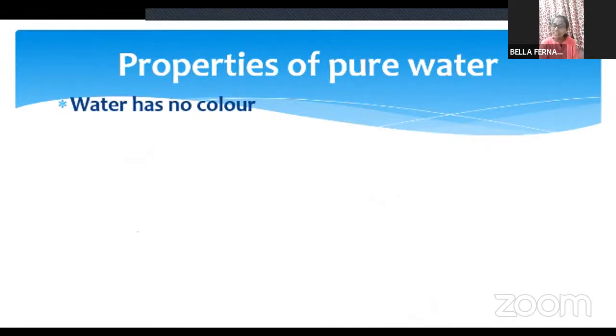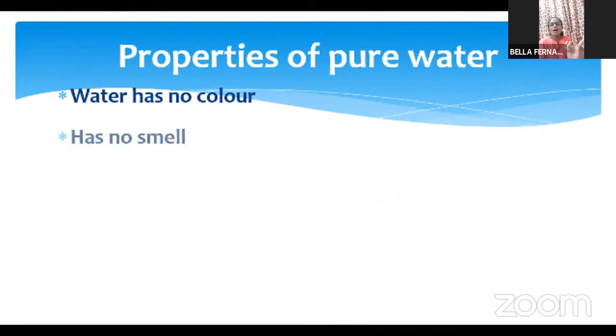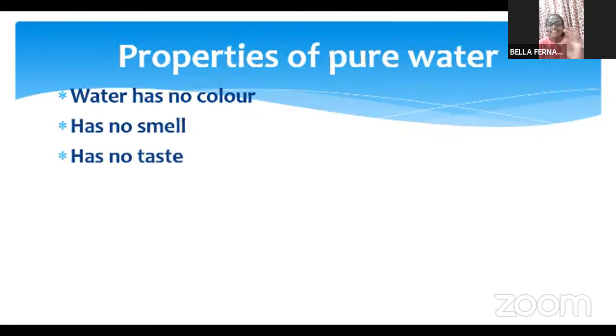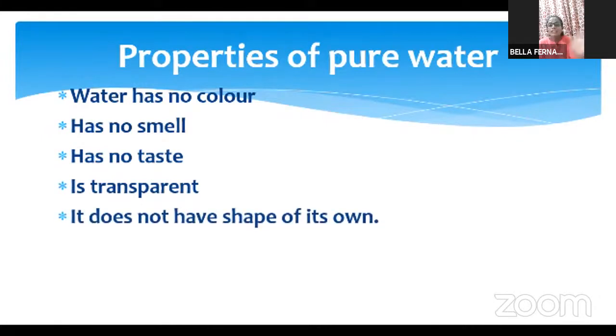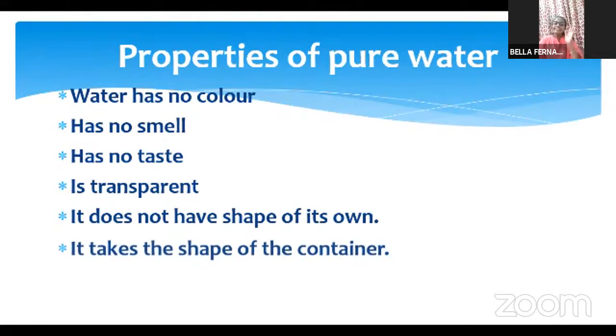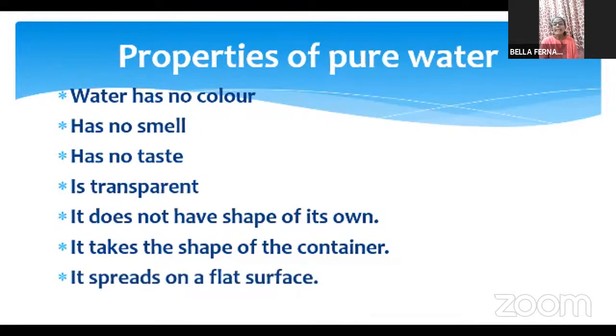Water has no color. First thing. Second one, it does not have smell. Third, it doesn't have taste. Yes. Fourth one, it is transparent. Fifth one, it does not have shape of its own. Sixth one, it takes the shape of the container. Next one, it spreads on the flat surface. And the last one is it spills on the ground. It flows down a slope.